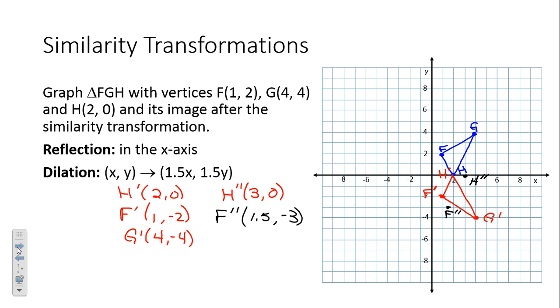Andrew, what will G be? It was 4, negative 4. So if G prime is 4, negative 4, what's G double prime going to be? We're going to take 1.5 times 4. Good. And then negative 6. Very good. So 6 over, 6 down. This is our G double prime.